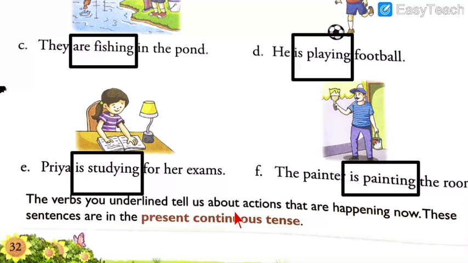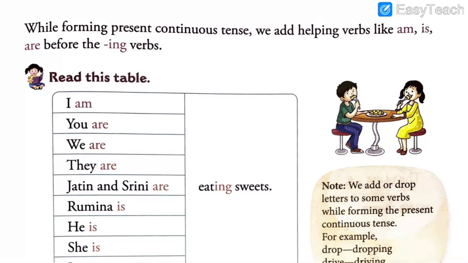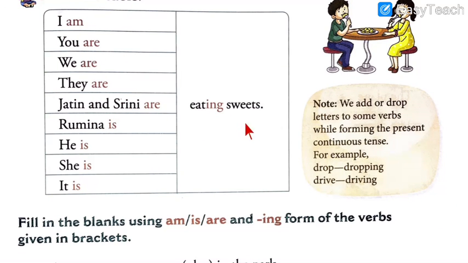Also, the present continuous by highlighting the present continuous verbs here. Now let us study some rules. While forming the present continuous tense, we add helping verbs like am, is, are before the ing verbs. Now eating sweets, but who? If I say that I, so I what? Can you say I eating sweets? No, I am eating sweets. Similarly, can you say you eating sweets? No, you are eating sweets.